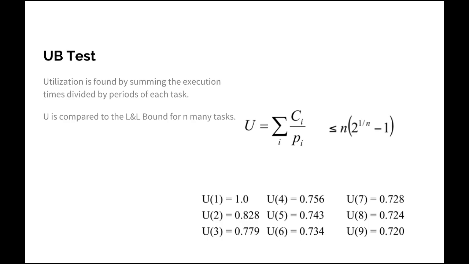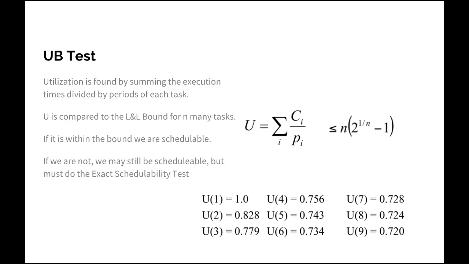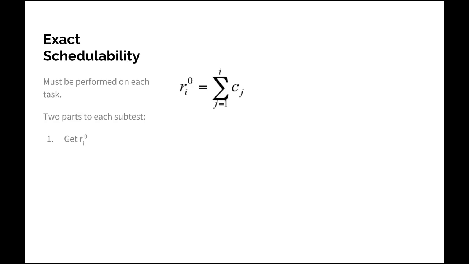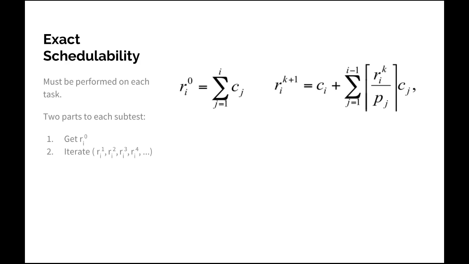There is a bound called the L&L bound given right here, a table of common values based on n, so that so long as your utilization is below or equal to it, you're schedulable with your task set. Like we said before, however, if you go above this and you don't pass, that does not mean you're not schedulable. You just have to do the exact schedulability test. And that test, once again, you must do it on every task. But there are two parts to each task, getting R0 and iterating past that.